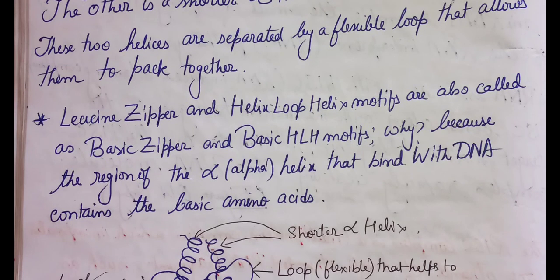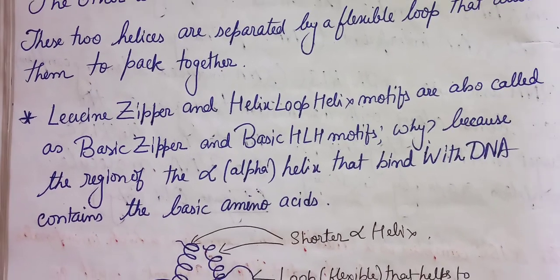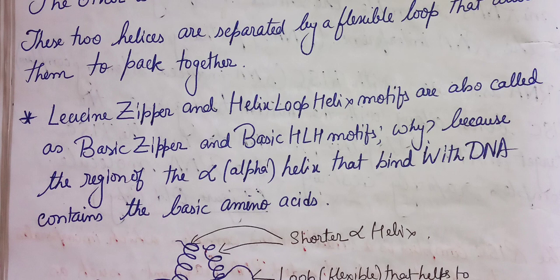Leucine zipper and helix loop helix motifs are also called basic zipper or basic helix loop helix motif. Why? Because the region of the alpha helix that binds with the DNA contains basic amino acids. A short question may come as to why leucine zipper and helix loop helix motifs are called basic zipper and basic helix loop helix motif: because they have basic amino acids with the help of which they can interact and bind with the DNA.